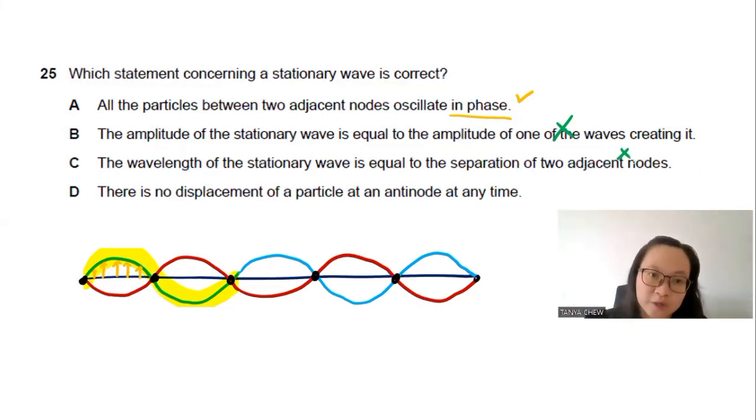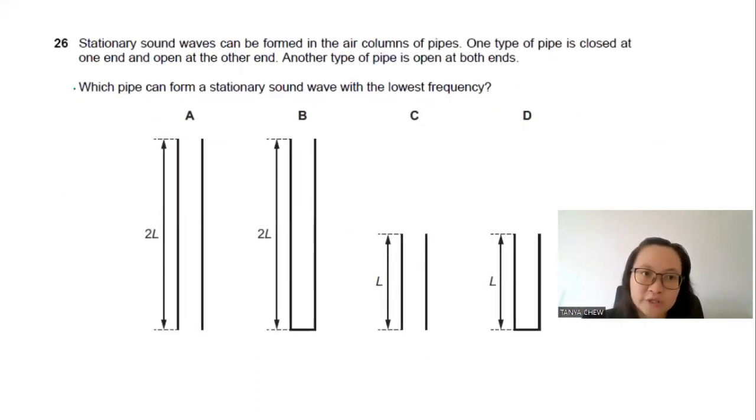D, there is no displacement of the particle at an antinode. At an antinode, the particle oscillates with maximum amplitude. So this is not true. A is the answer.